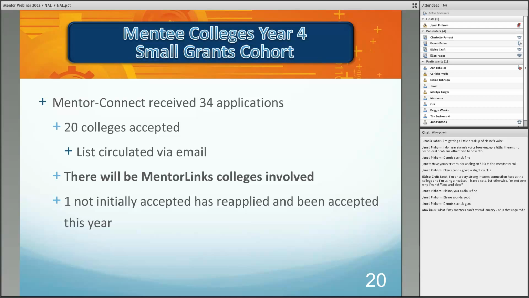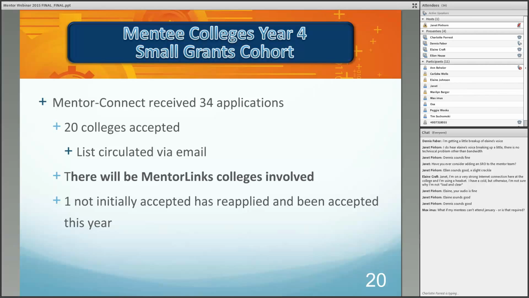As we look at cohort 4 for this coming cycle, we received 34 applications. 20 colleges were accepted, and they've been notified by email. A more interesting process this time occurred when, thanks to Maryland, we were alerted that one of the colleges might not be appropriate for the program, even though their application was rated highly. They do not offer degree-bearing programs, and that wasn't made clear in the application. So thanks to Maryland for notifying us of that.